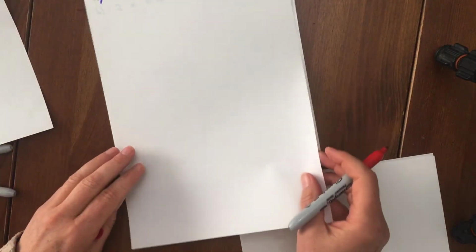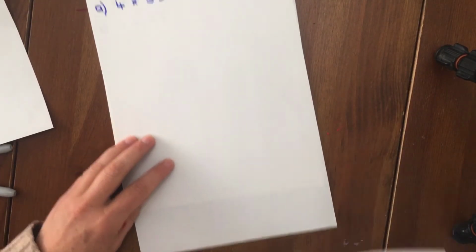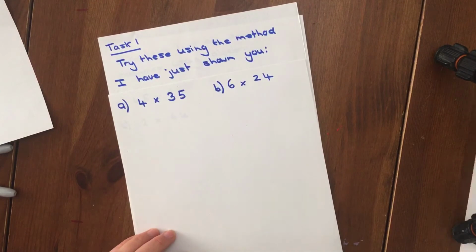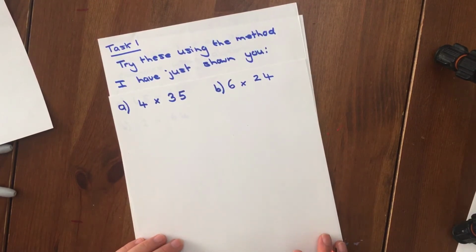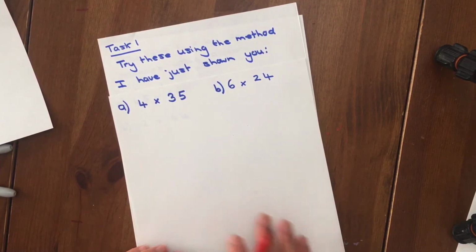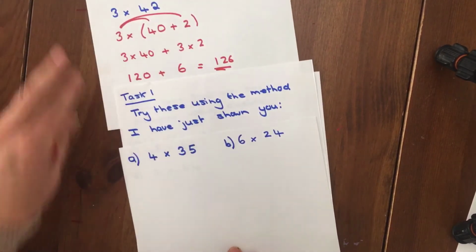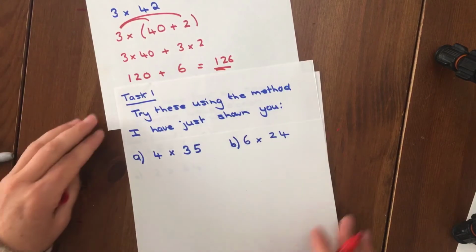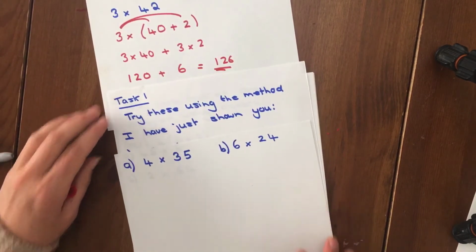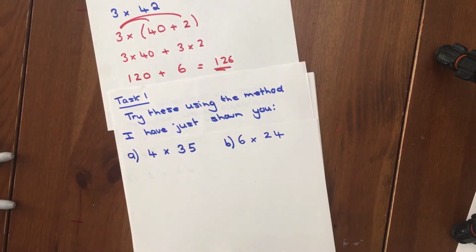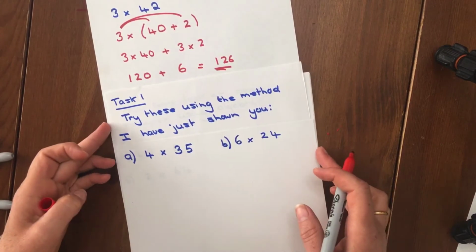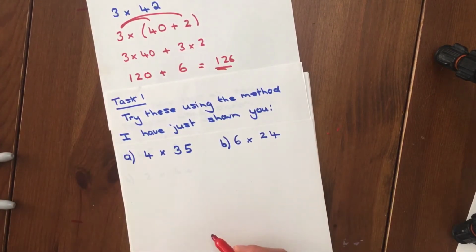Right, what I'd like you to do now is try these 2 questions here on your own using the method I have just shown you. I will just leave the method here so you can see it and have a go at those 2 questions. Just pause the video now and do those, and then I'll go through the answers.